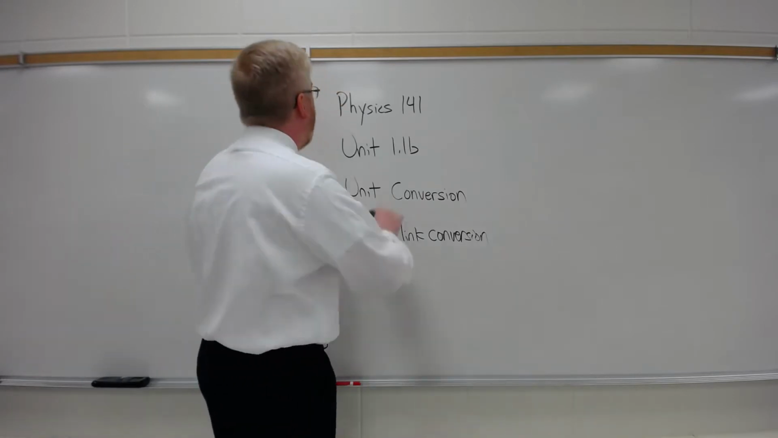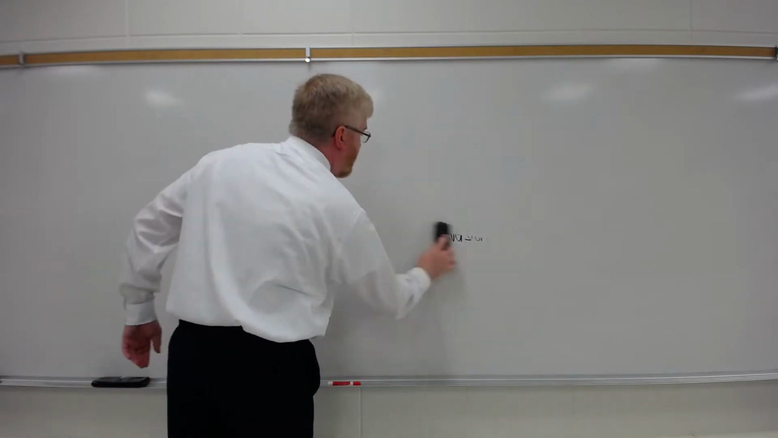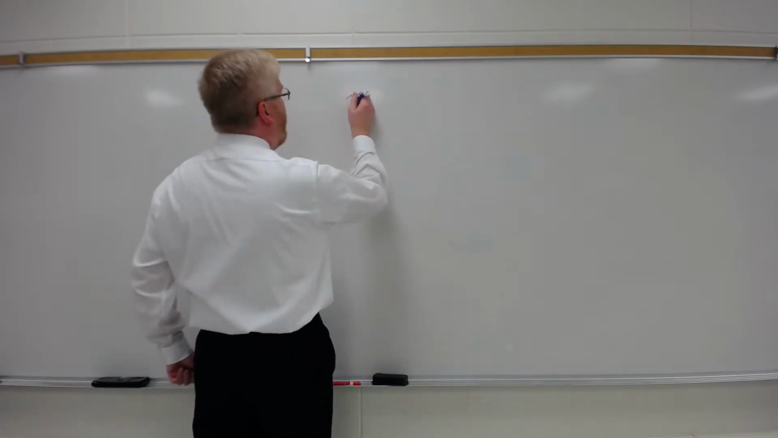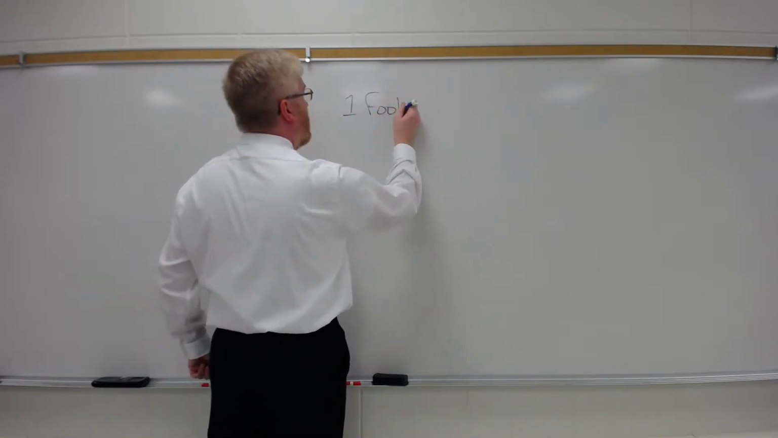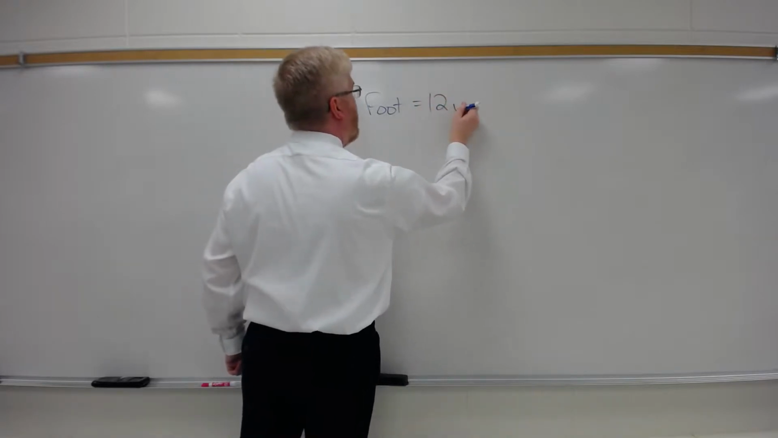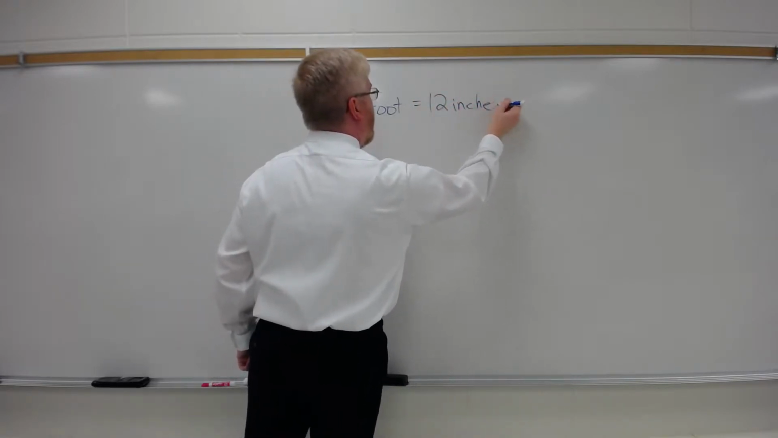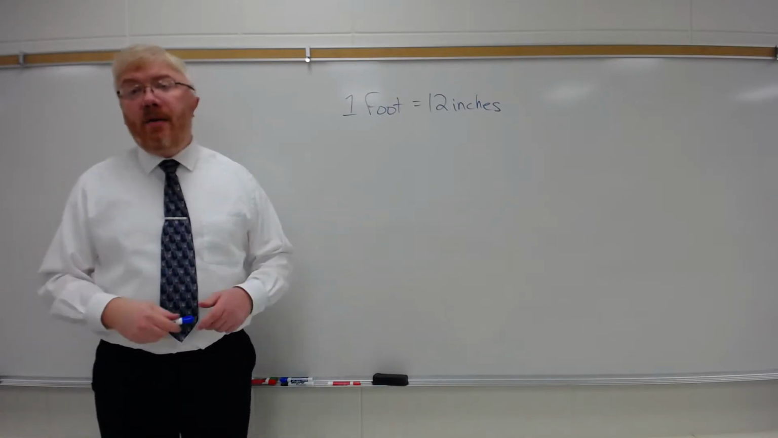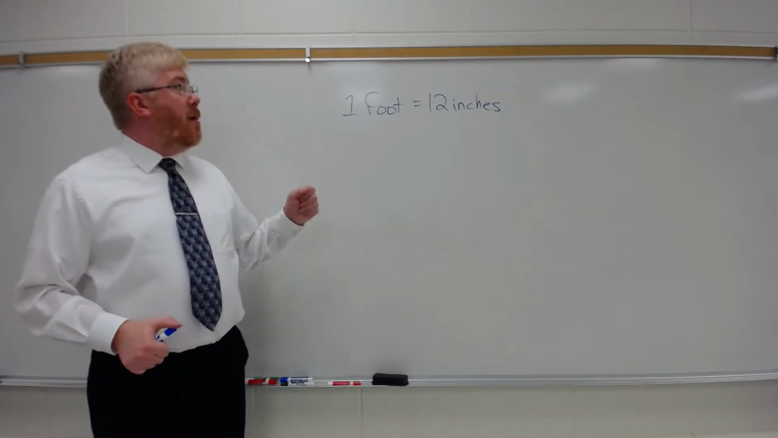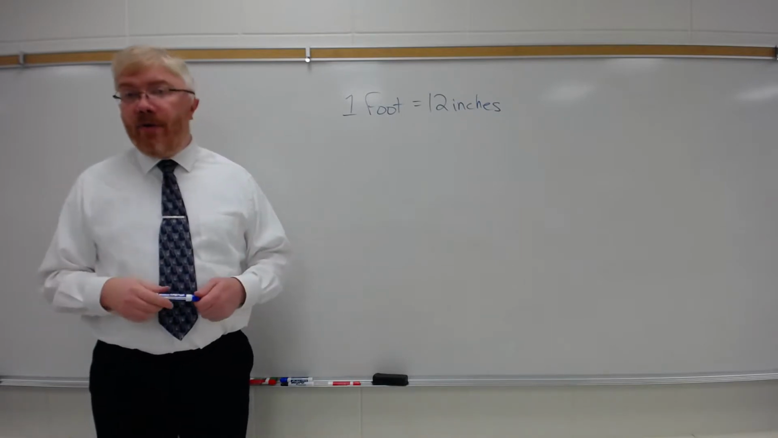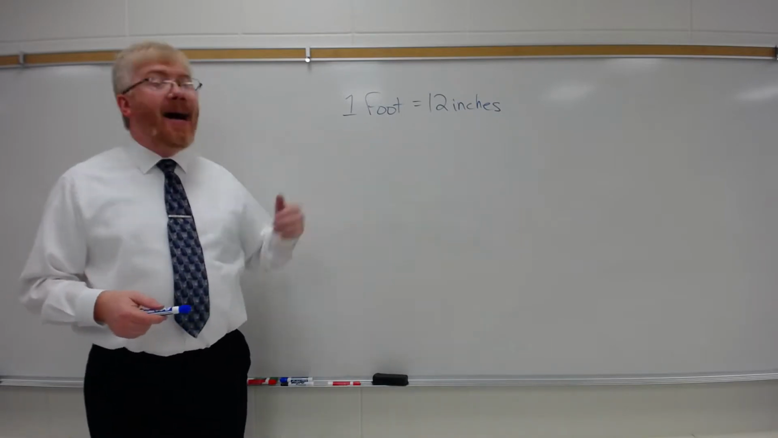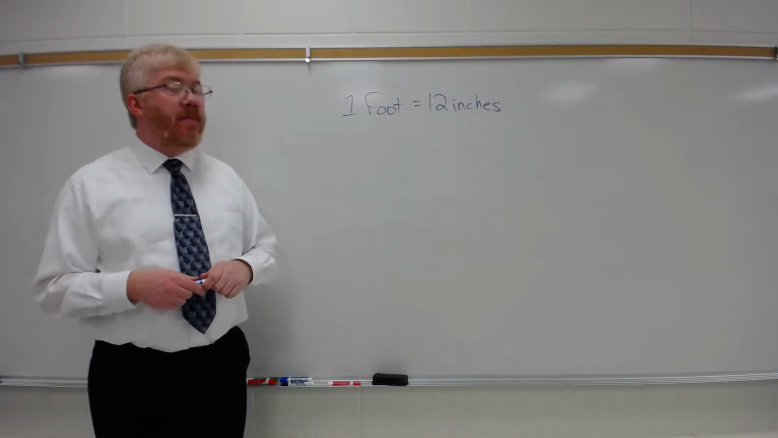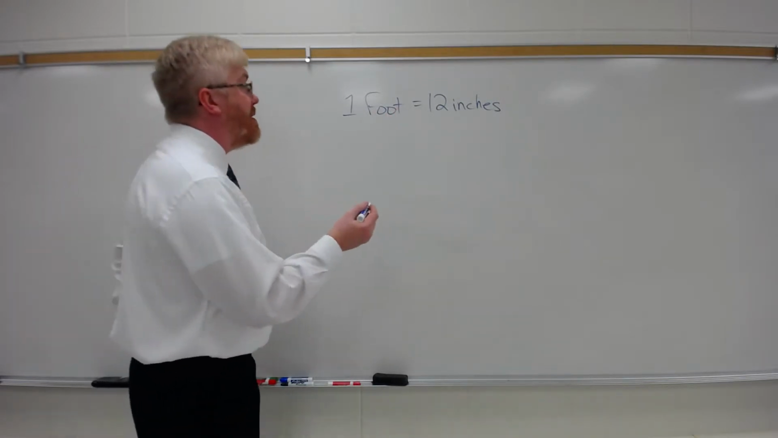What I mean by that is, let's look at a simple conversion you're probably all familiar with. 1 foot is equal to 12 inches. One foot is equal to 12 inches. Well, when doing that conversion, you've learned in algebra, of course, that you can divide something by itself, as long as you do it on both sides of the equation.